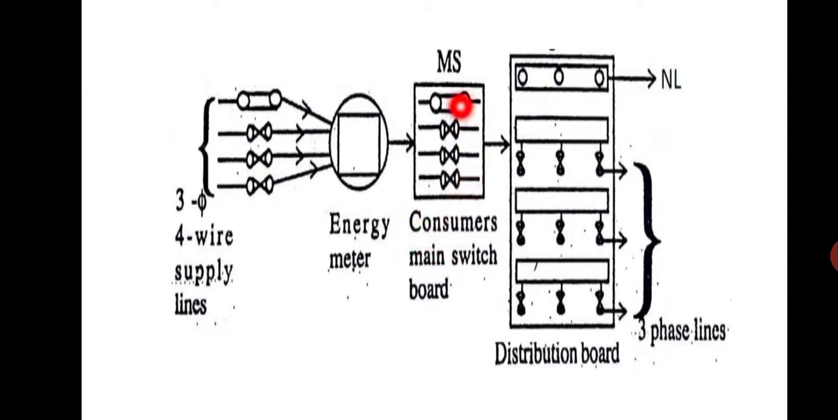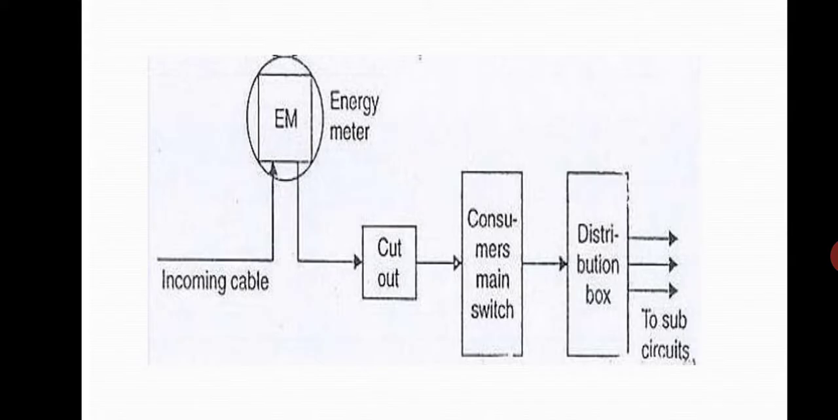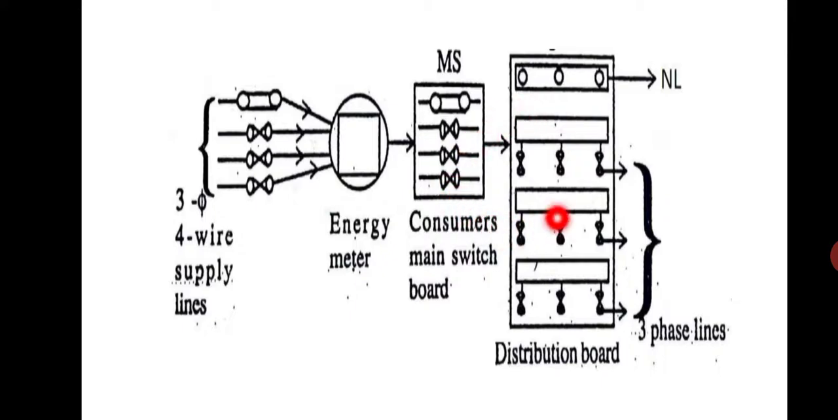From the energy meter, it will be given to the consumer's main switch, and from the consumer main switch it will be given to the distribution box, and then to the 3-phase units. The same thing for single phase is like this, and for 3-phase it is like this.